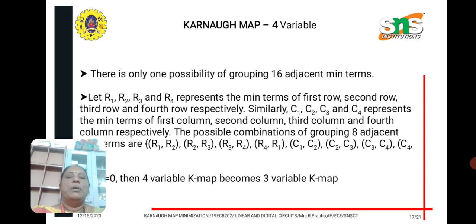So for Karnaugh map for 4 variables, there is only one possibility of grouping 16 adjacent minterms. So here R1, R2, R3 and R4 represent minterms of first row, second row, third row and fourth row. Similarly, C1, C2, C3 and C4 represent minterms of first column, second column, third column and fourth column, etc. So there are many possible combinations available.